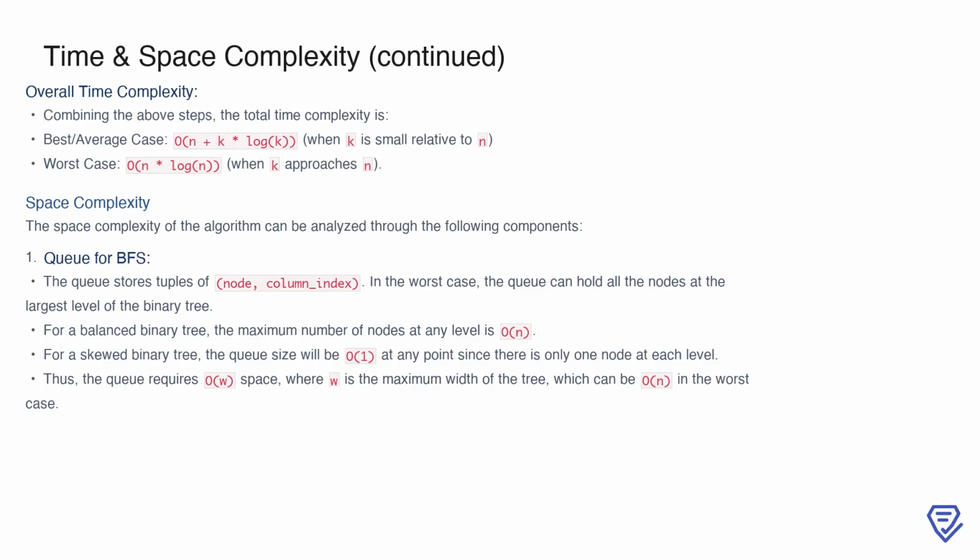Moving on to the space complexity, we start by considering the queue used for BFS. This queue holds tuples containing a node and its column index. In a balanced binary tree, the maximum number of nodes at any level corresponds to the tree's maximum width, which can be n in the worst case. On the other hand, in a skewed tree, the queue size at any time is only 1, as there is just one node per level. Therefore, the queue's space usage depends on the tree's width, with an upper bound of n.